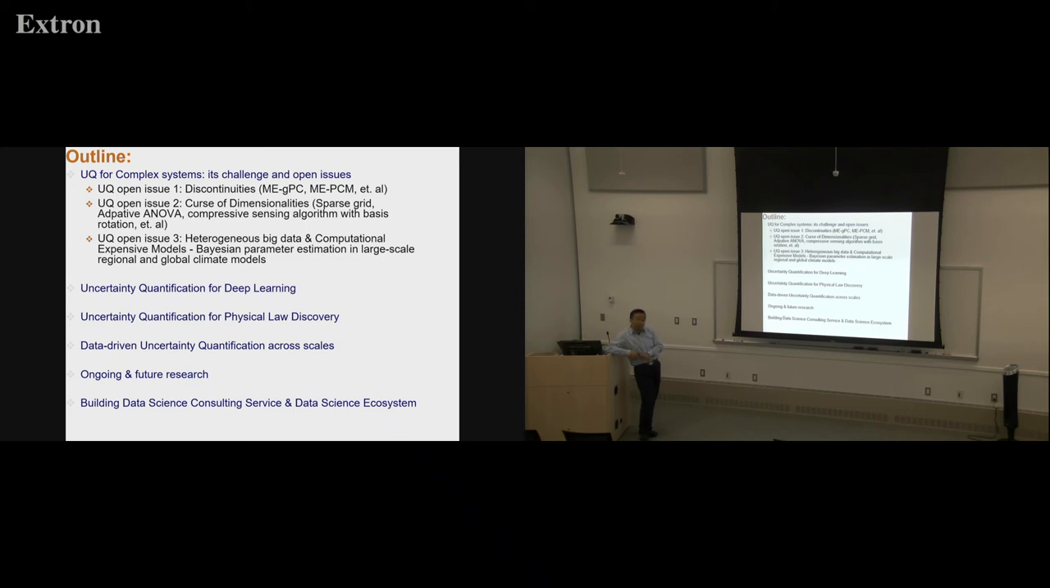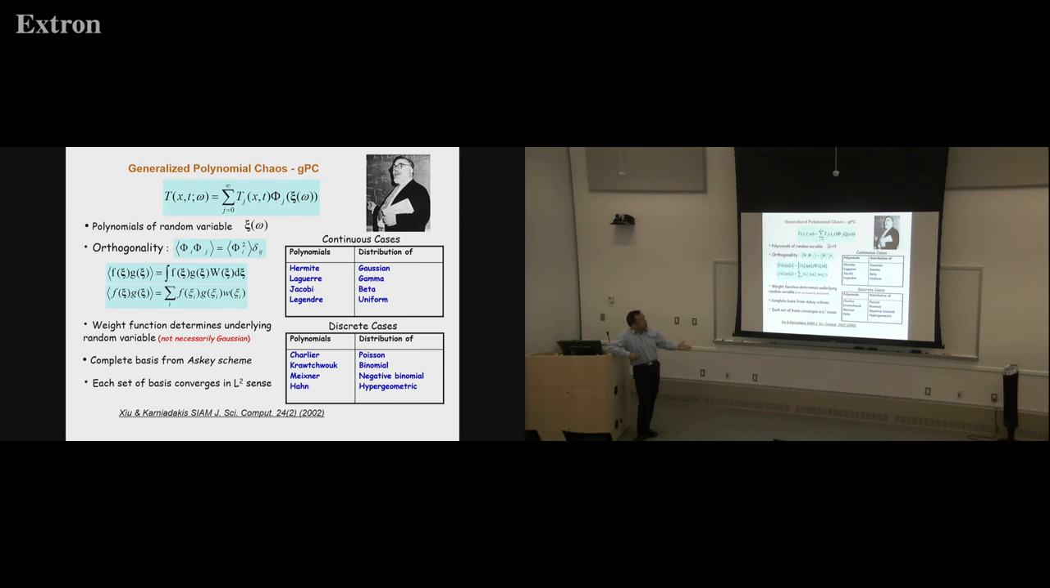Then another criticism of deep learning is the interpretation, right? Can you interpret that? Can we learn from that? It's not like you just give me a black box, say, oh, it gives you a good prediction, just use it, right? We want to find out the insight, what can help us to gain knowledge. So that's why I'll talk about what UQ can do for physical law discovery. Can we learn something from the data? Can we learn something like the Navier-Stokes equations from it? Then I will talk about how to do UQ across different scales, and then some future work, and also what I'm doing right now at Purdue about design consulting and building up a data science ecosystem at Purdue. So the UQ algorithm we focus on is the so-called generalized polynomial chaos.